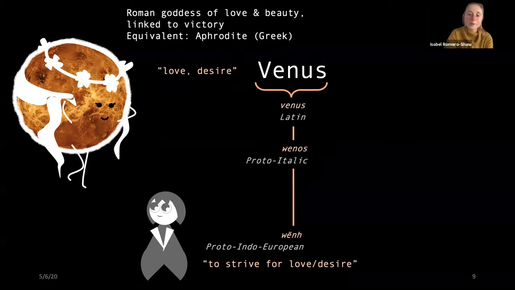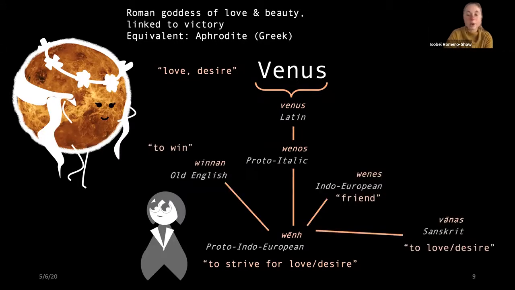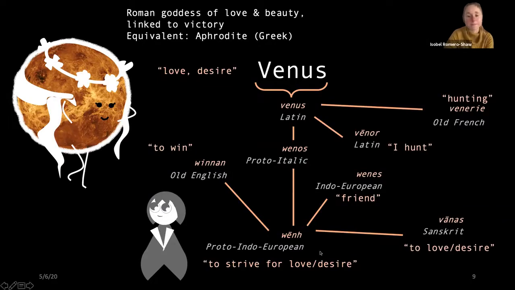So the word Venus was the Latin word for romantic love and desire, stemming from the Proto-Indo-European word meaning to strive for love. And interestingly, this root word is also the root word for things relating to winning, friendship, love, and hunting.